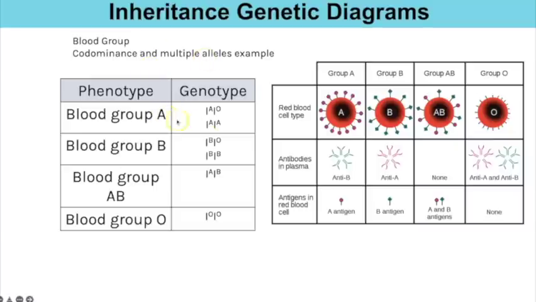So blood group A, you could either have 2 copies of the dominant A, or 1 copy of the dominant A and 1 recessive O allele. Same idea for blood group B, but with the B alleles.